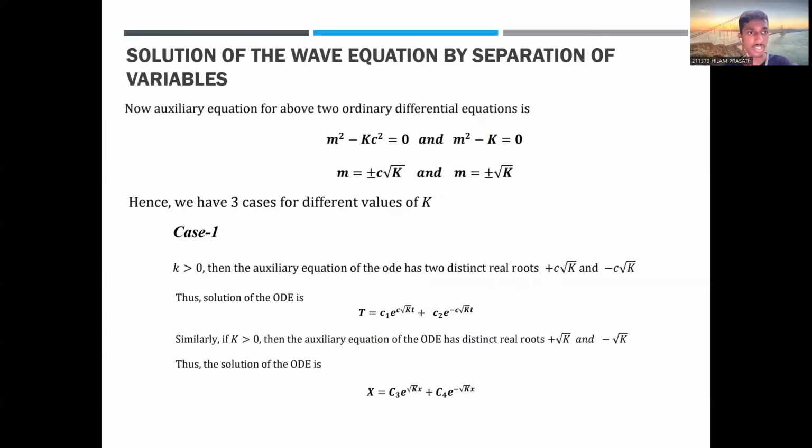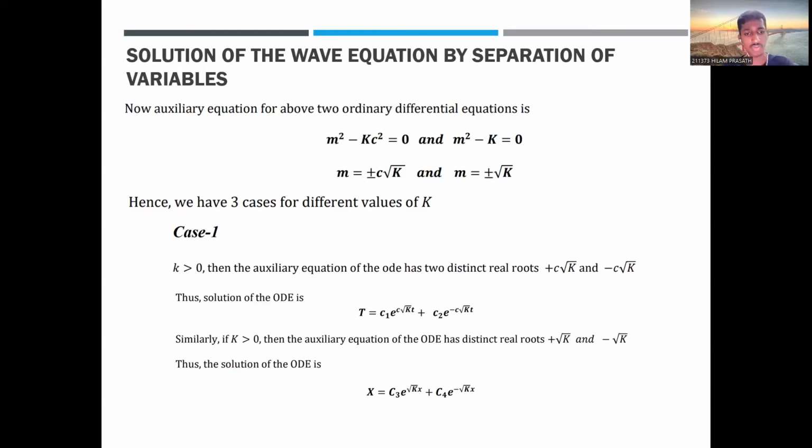From that, we get the auxiliary equation for the above two ordinary differential equations, which is m squared minus k c squared equals 0, and m squared minus k equals 0, and m equals plus or minus c square root k, and m equals plus or minus square root k. Hence, we have three cases for different values of k. Case one: when k is more than 0, the auxiliary equation has two distinct real roots, which are c square root k and minus c square root k.